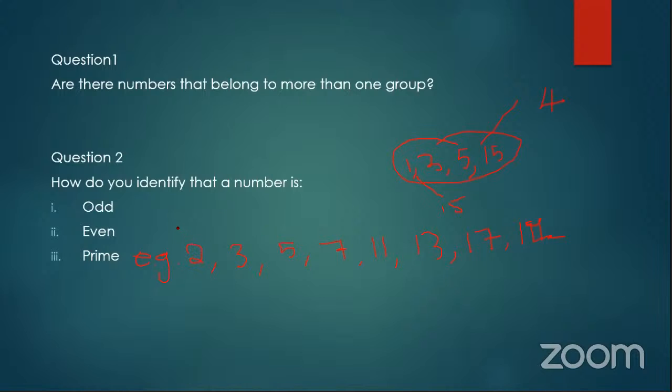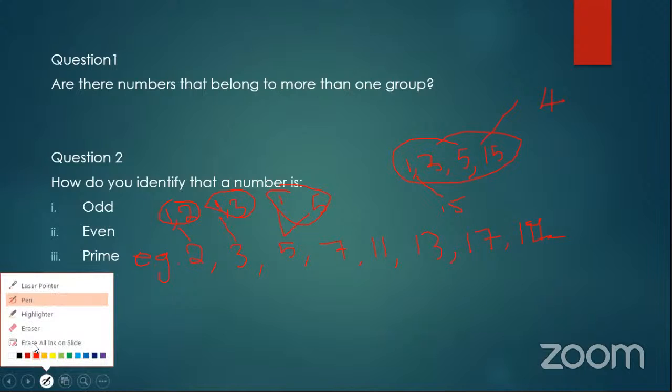So if we look at 2, it has factors 1 and 2. 3 has 1 and 3. Then 5 has 1 and 5. So all these ones have only two factors, and one of those factors is 1, and the other one is the number itself.